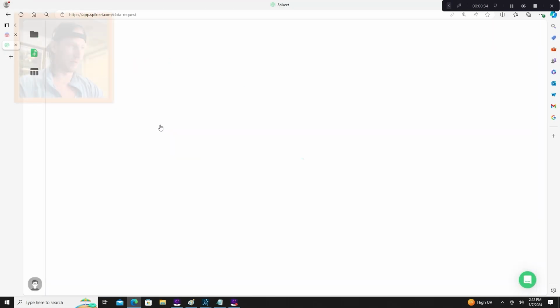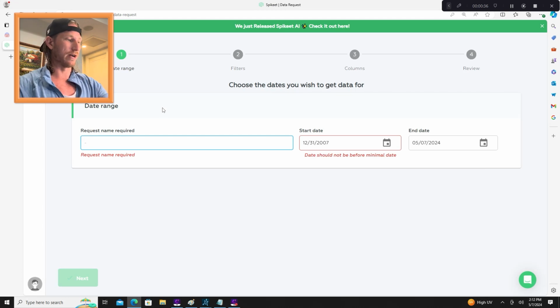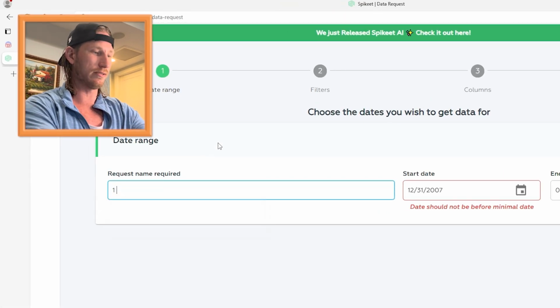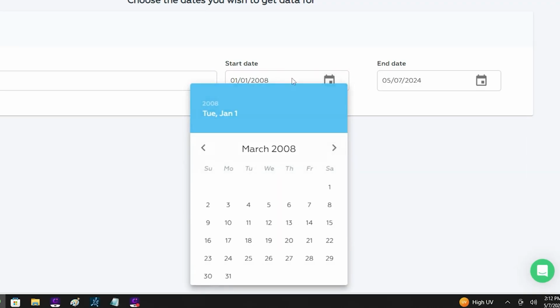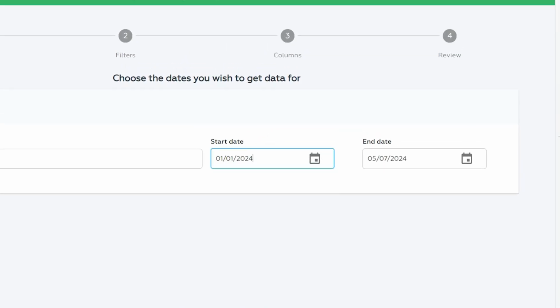This is Spikeet, and we're going to go into get manual, the old data the old-fashioned way. And we're going to call this 1 day pause breakout. 1 day of run, a consolidation day, and then a breakout through those levels. We're going to capture the ones from just recently.